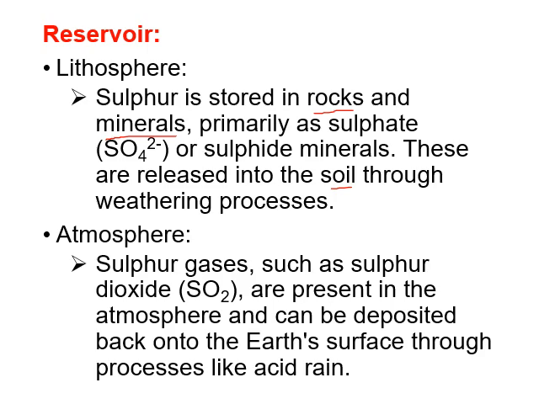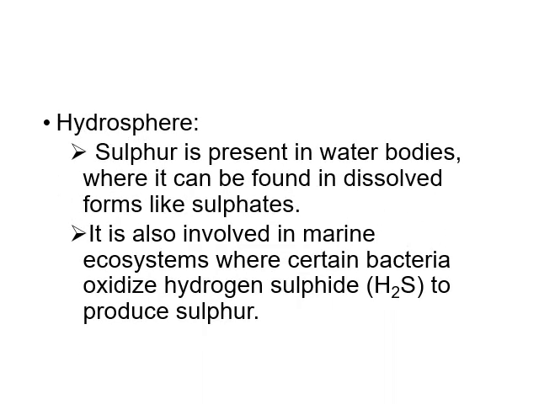Okay, next one is the atmosphere. Sulfur gases such as sulfur dioxide are present in the atmosphere and can be deposited back onto the Earth's surface through processes like acid rain. And in water, or the hydrosphere, sulfur is present in water bodies, where it can be found in dissolved forms like sulfates. It is also involved in the marine ecosystem, where certain bacteria can oxidize hydrogen sulfide to become sulfur.